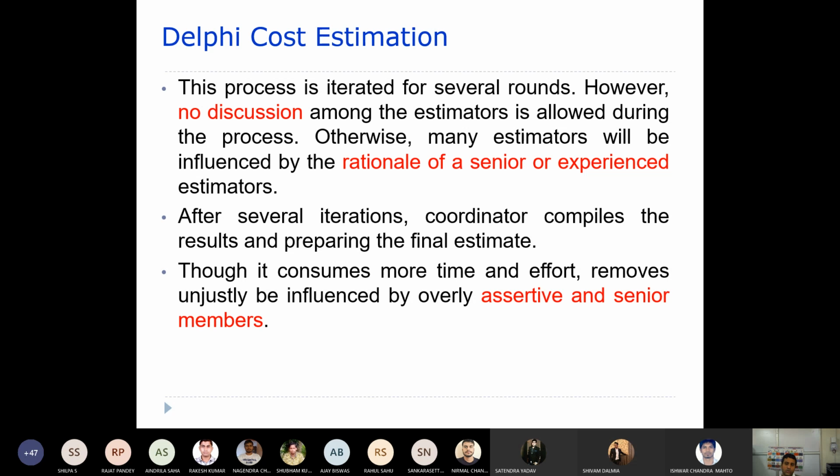Okay, this will take a little more time because before every iteration starts, the coordinator has to prepare a summary of the previous round, and then it has to be distributed, and then again they will carry it out, we will be giving some time, so this process exactly takes more time.